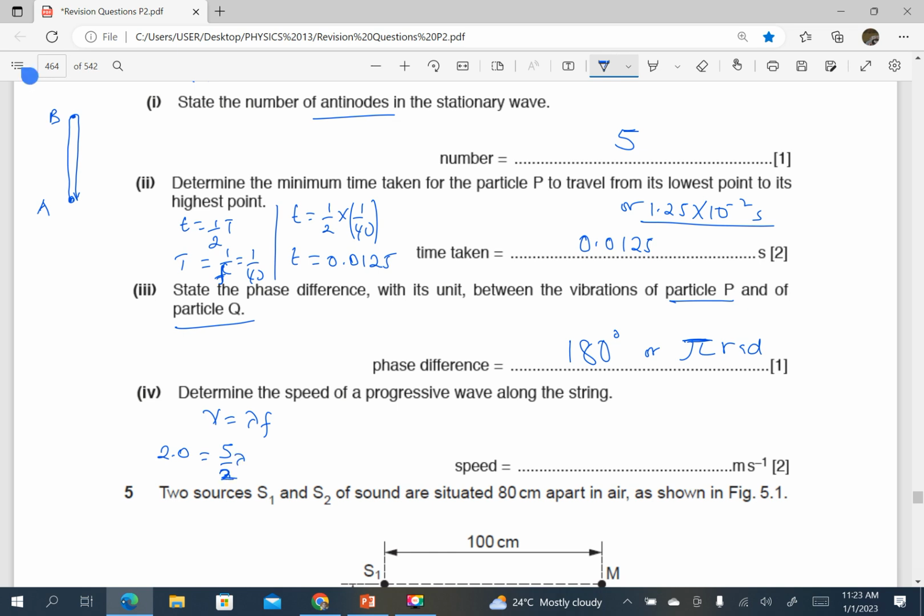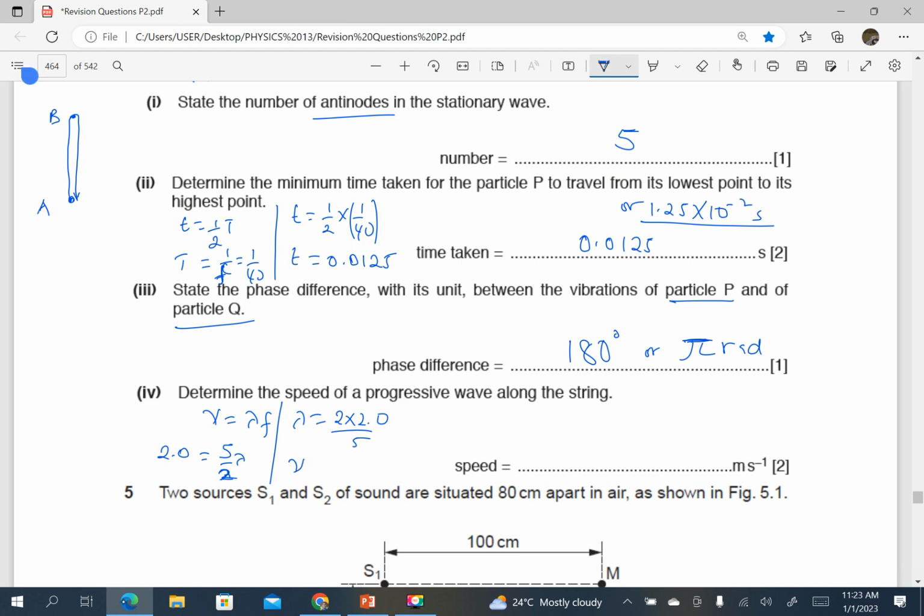2 meters is giving us 5 over 2 wavelength. That means the wavelength is going to be 2 times 2.0 divided by 5. That is our wavelength. And we have already the frequency, so we just substitute to find the speed.